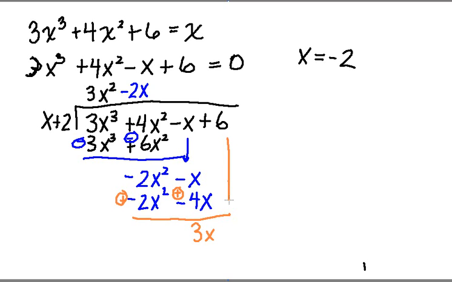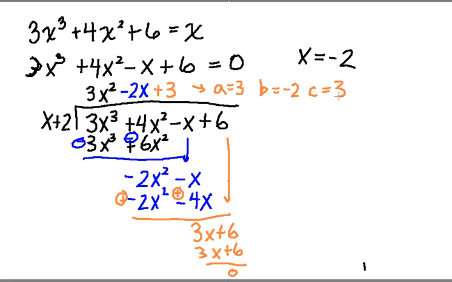And now I'm going to bring down my last term, which is 6. What times x is going to give me a 3x? That's a positive 3. And I actually end up with 3x plus 6. And the remainder will be 0. So now I have this reduced down to a quadratic where a equals 3, b equals -2, and c equals 3. And I can now use the quadratic formula to find any other solutions.